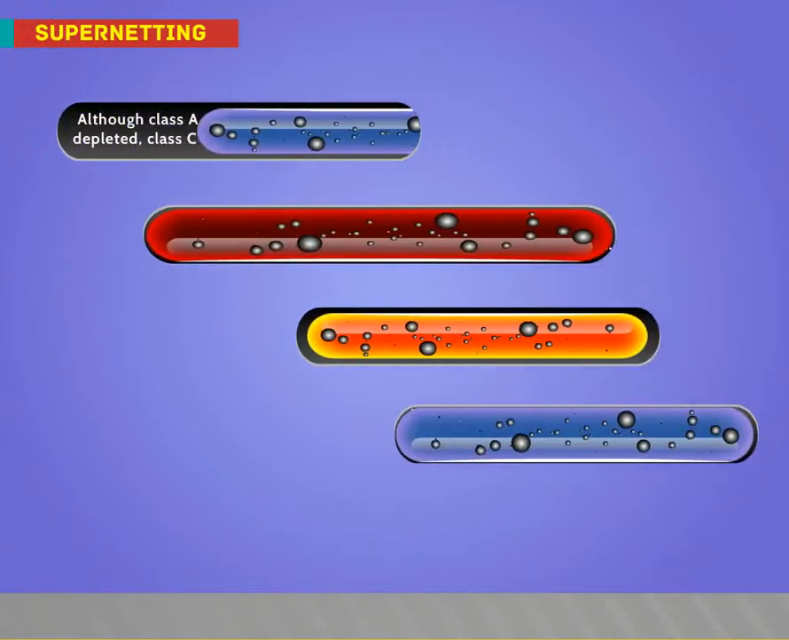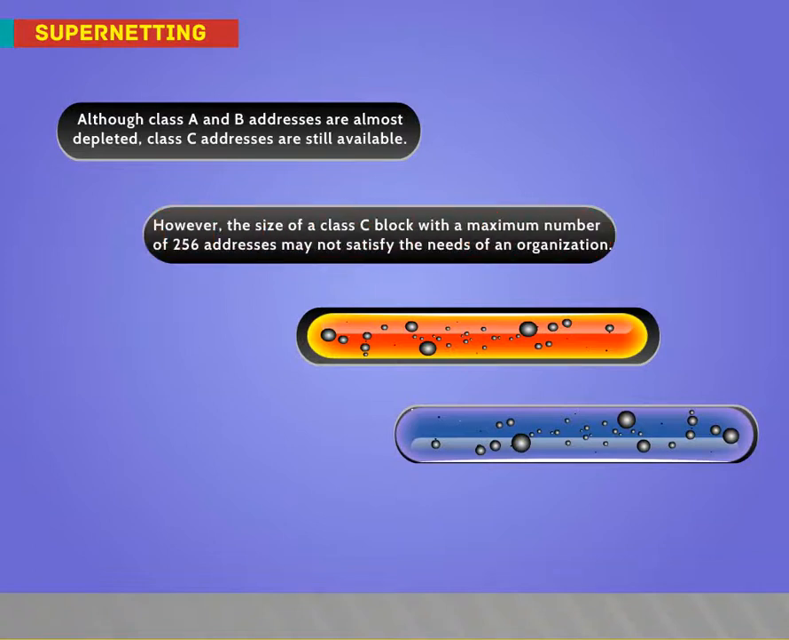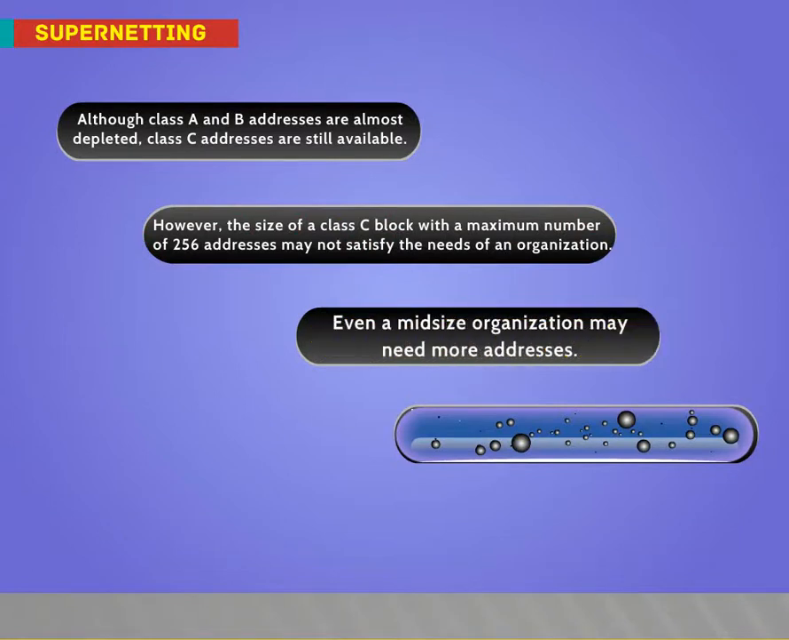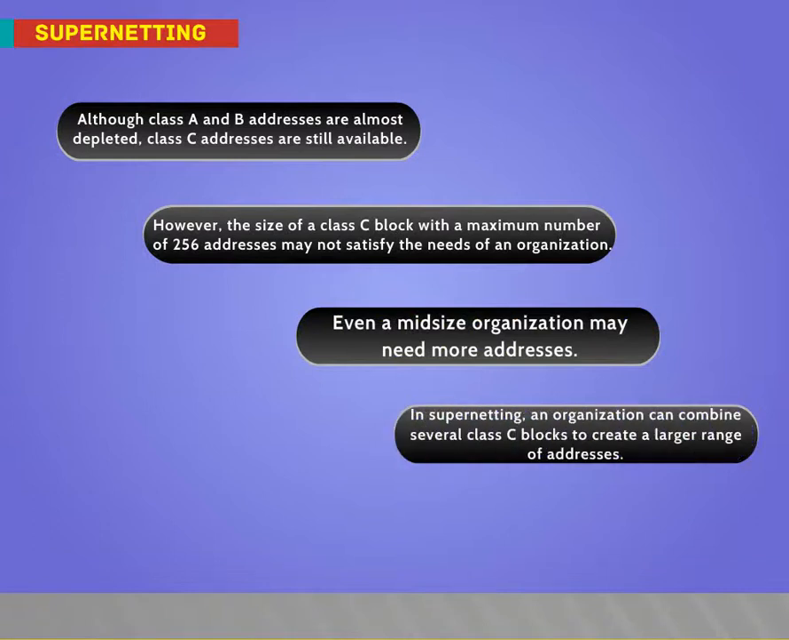Supernetting. Although Class A and B addresses are almost depleted, Class C addresses are still available. However, the size of a Class C block with a maximum number of 256 addresses may not satisfy the needs of an organization. Even a mid-size organization may need more addresses. In supernetting, an organization can combine several Class C blocks to create a larger range of addresses.